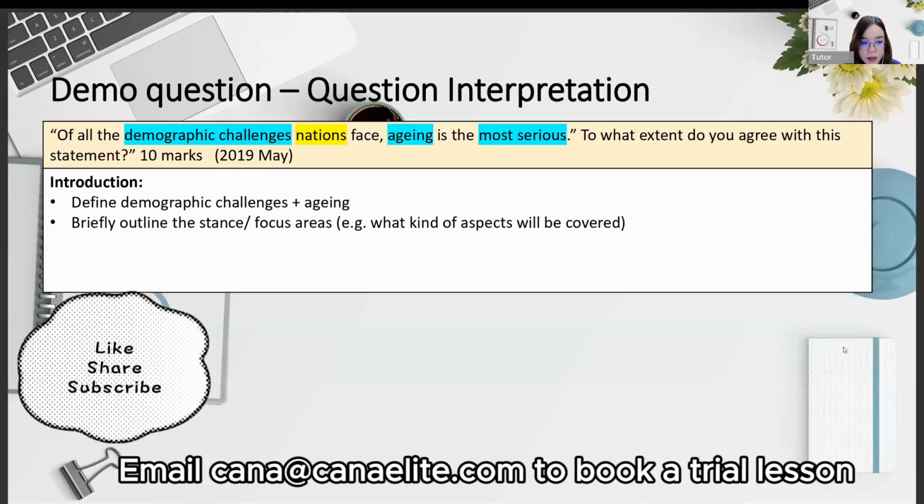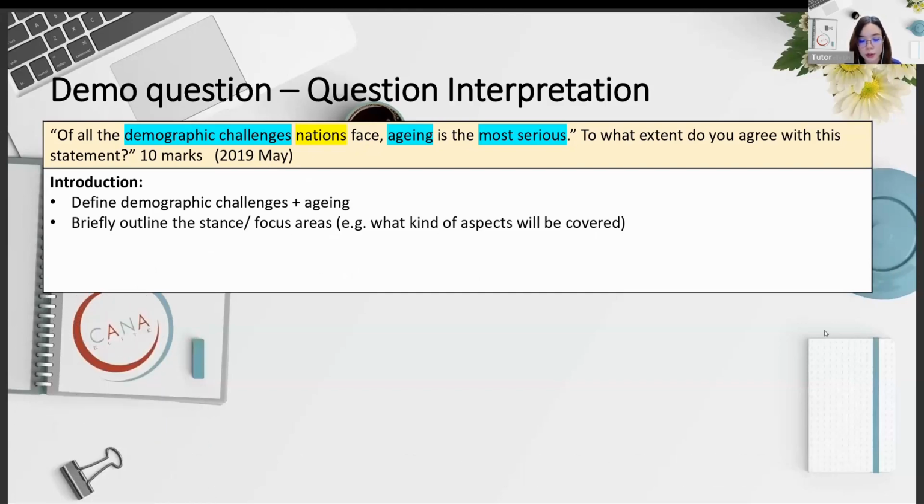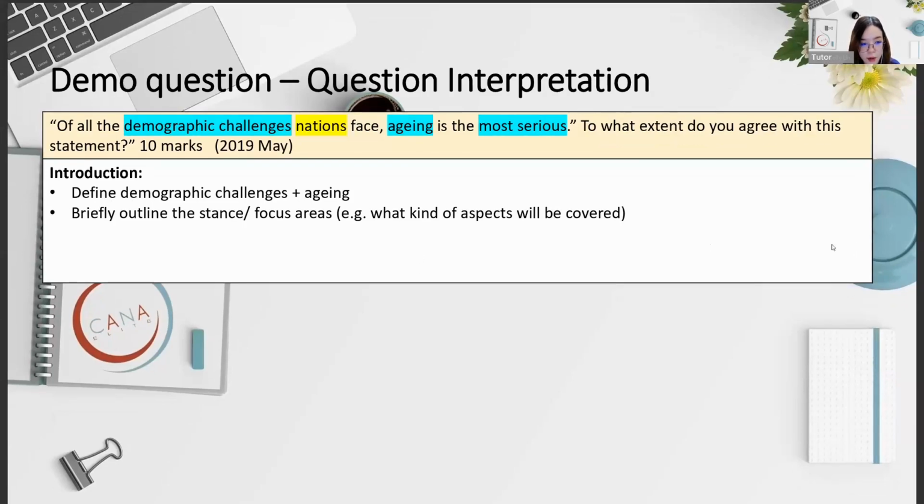And to start writing for a sound essay structure, the introduction is the first thing that you need to have in your essay. So define what demographic challenges are on aging, briefly outline the stance and the focus areas, something straightforward, something easy. There's nothing to explain too much. Just put forward these two bullet points, contents that are relevant to these two bullet points, then it would be fine. So don't waste too much time here.